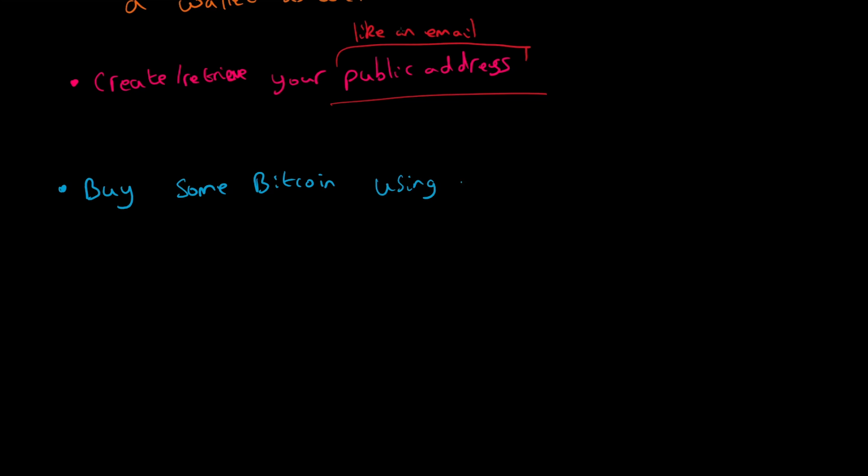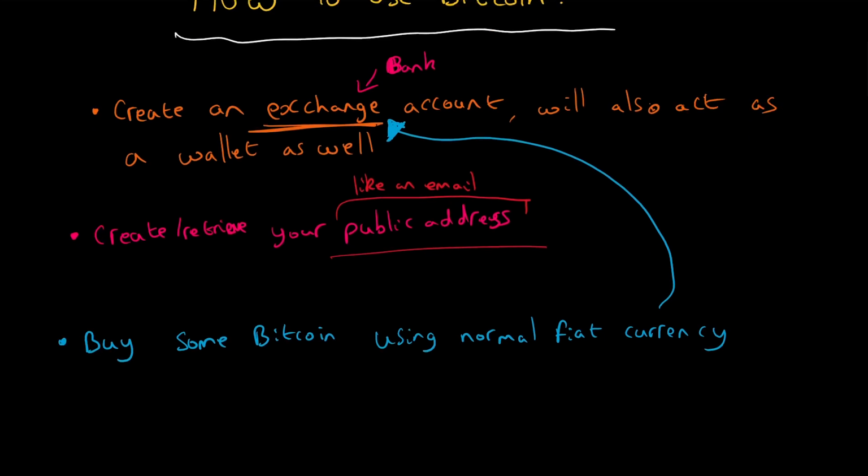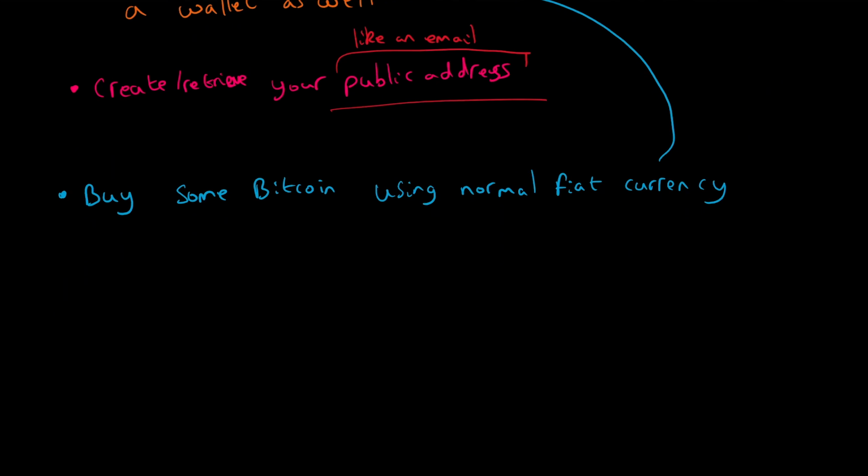using normal fiat currency, and you would ultimately do this via the exchange, which would facilitate the process of, well, exchanging one currency for another. That can be a fiat currency, or it can be one cryptocurrency to another cryptocurrency, but at the start you'll most likely be exchanging fiat to a cryptocurrency such as Bitcoin.